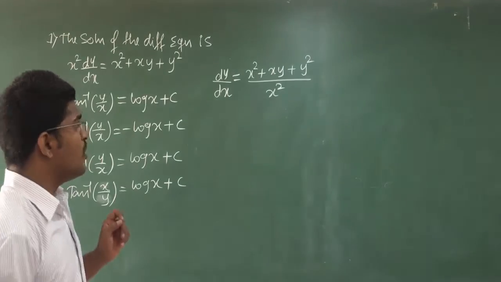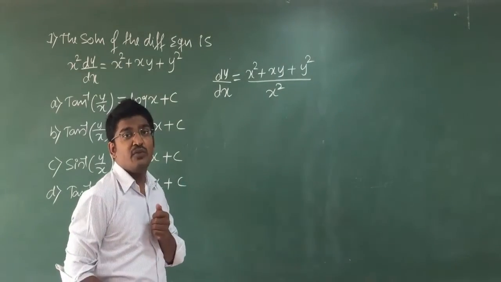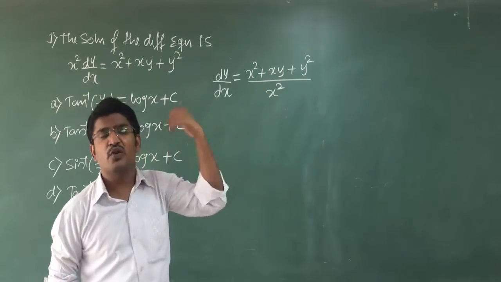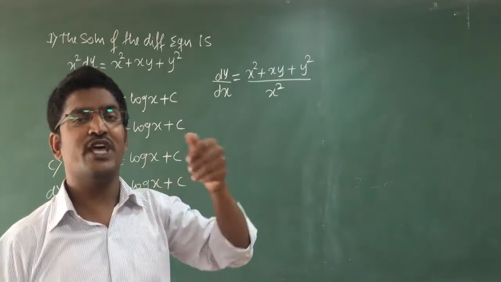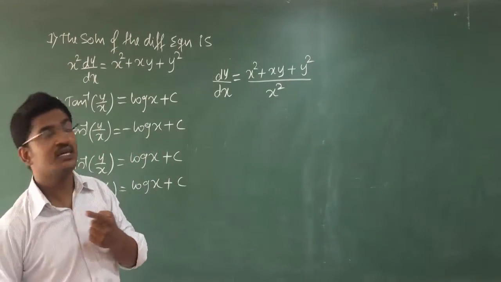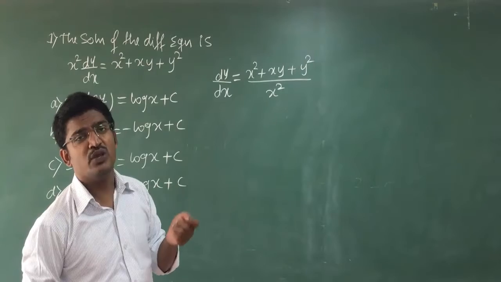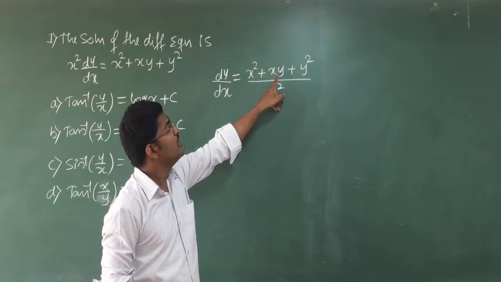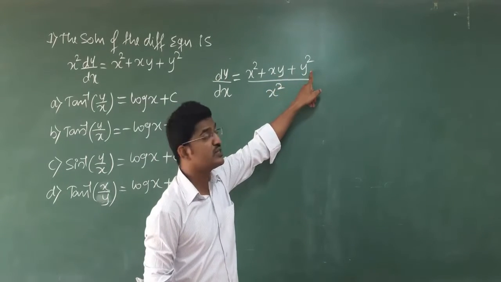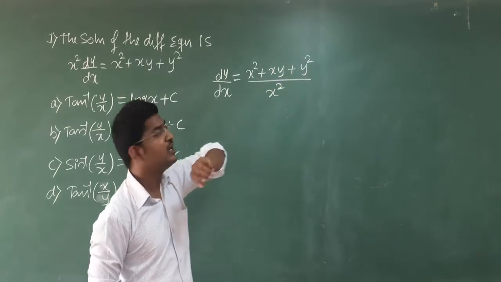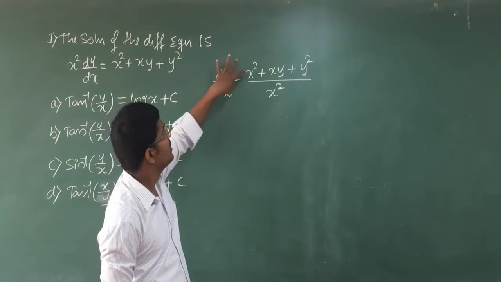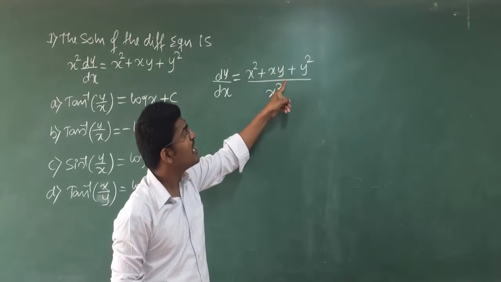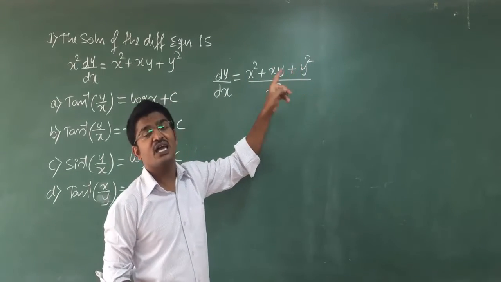Clear? So now in a quick time you have to check the highest power, which is 2. You take any term common, either you can take x square or you can take y square. If you take x square, it will be in the form of y by x. If you take y square, it will be in the form of x by y. You take x square outside, see here, it will be y by x, it will be y square by x square. Are you getting my point? If I take x square from the denominator and x square from the numerator, it will be 1 plus y by x plus y square by x square.